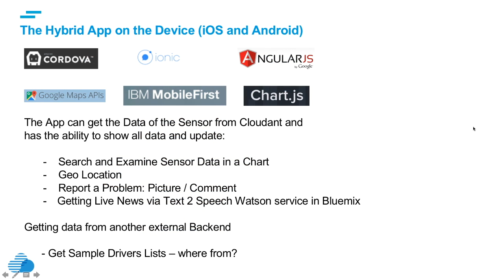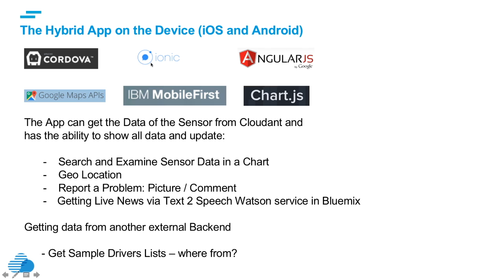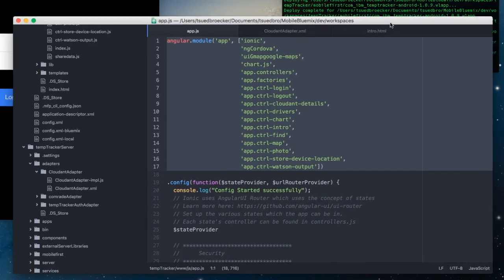The mobile app itself is a hybrid app for iOS and Android and uses Cordova, Ionic, Angular, Google Maps, MobileFirst, and charts. And as that, it implements different use cases we specified before. Now take a closer look at the app and the app implementation.